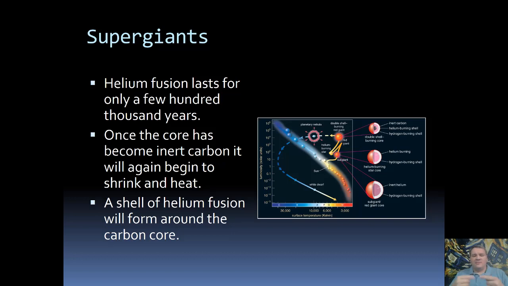Now, once the helium is all used up, the core is again going to shrink, and that will then trigger a shell of helium fusion, and we'll have that shell of hydrogen fusion. Okay, so the carbon core is going to continue to shrink.